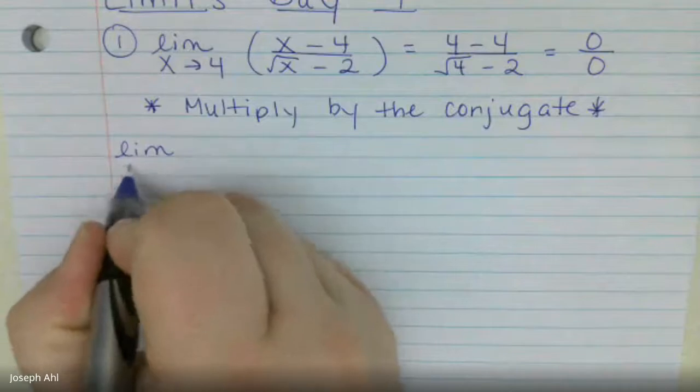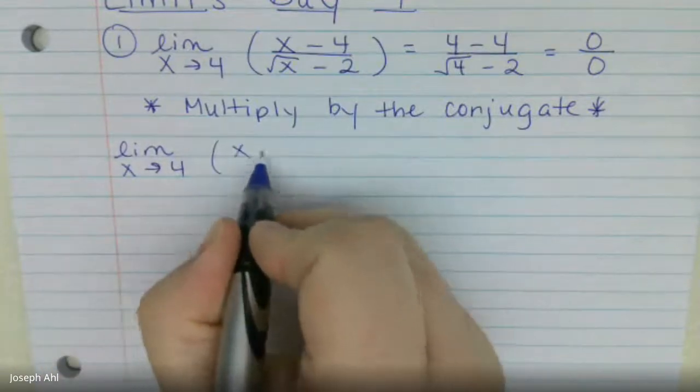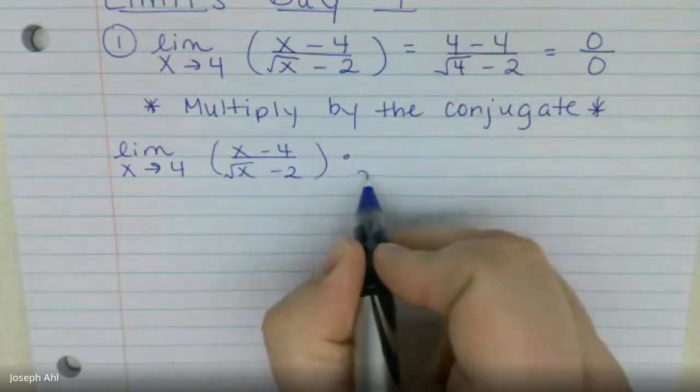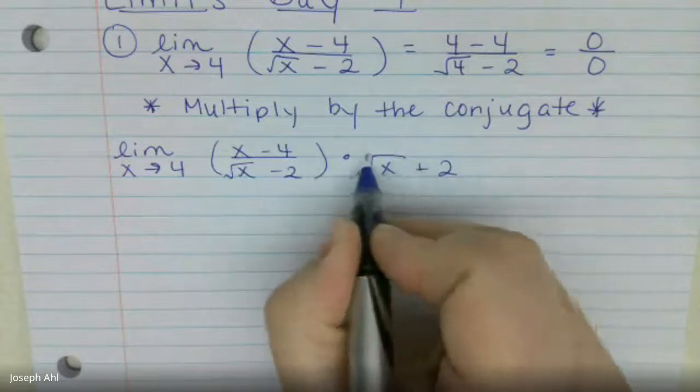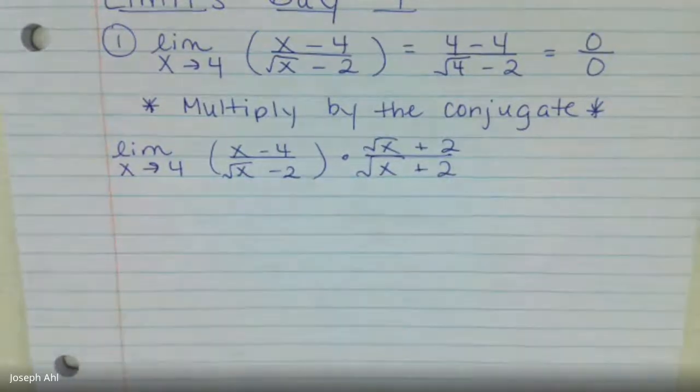So as a reminder, what is the conjugate? Well, the conjugate is taking the denominator, radical x minus 2, and basically just putting a plus sign in between the radical x and the 2. Okay, so the conjugate of radical x minus 2 is radical x plus 2. Perfect.